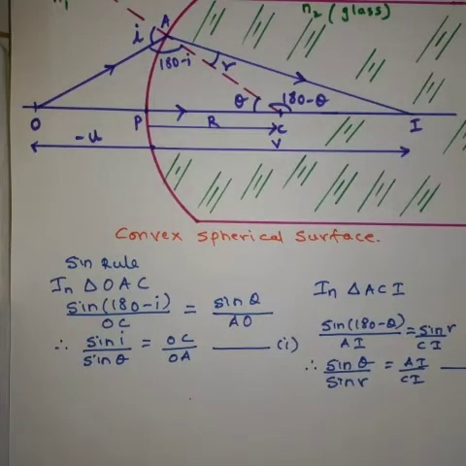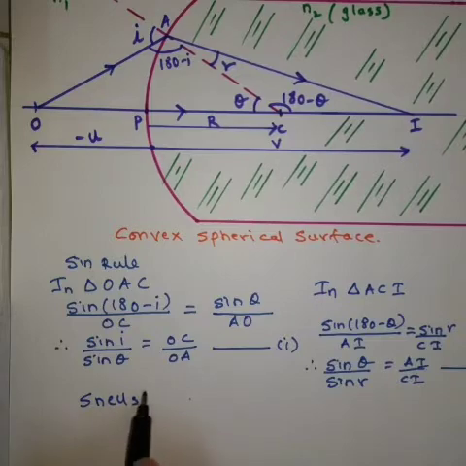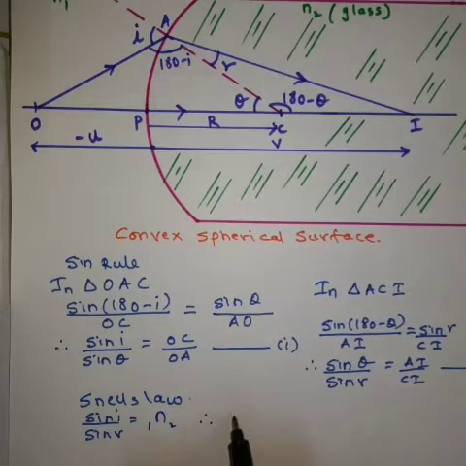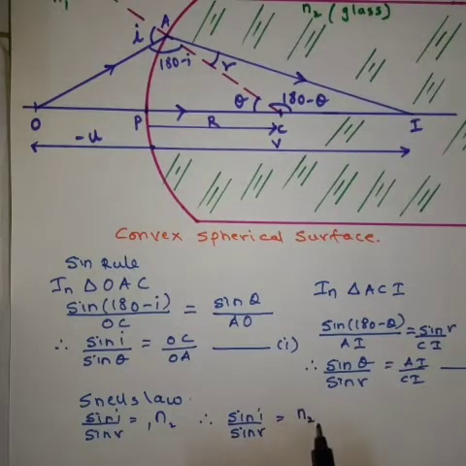Now I know, according to Snell's law, what does Snell's law say? According to Snell's law, sine I upon sine R is equal to the refractive index of medium 2 with respect to 1. Therefore I can write this as sine I upon sine R equals the refractive index of medium 2 upon the refractive index of medium 1.